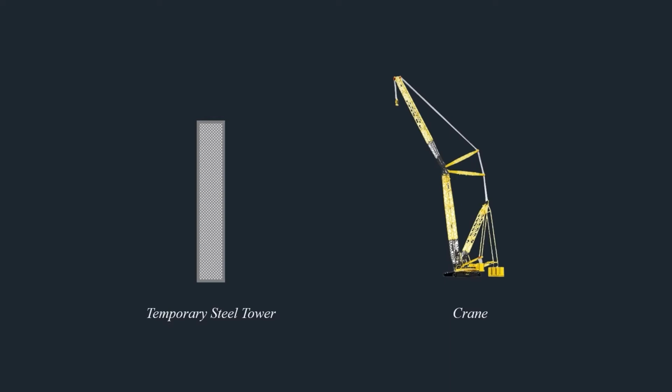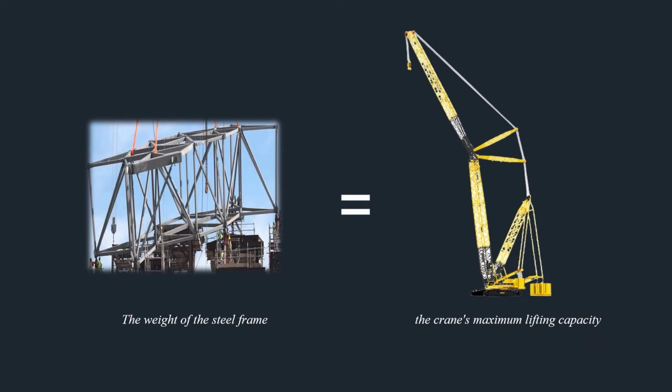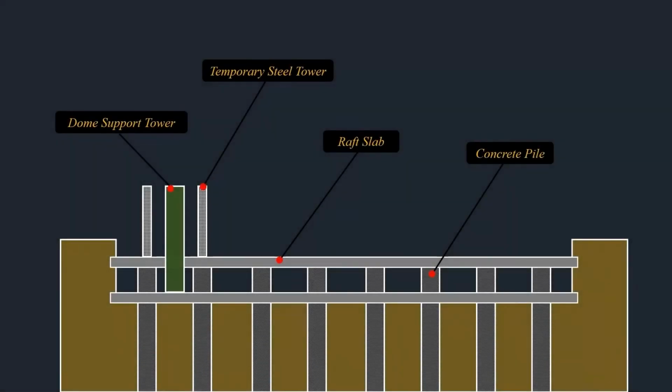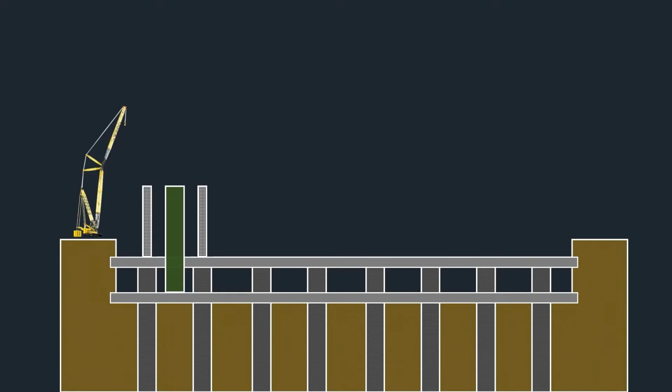For the dome construction using temporary tower support and a crane, they had to overcome a few issues. The weight of the steel frame was similar to the crane's maximum lifting capacity. Therefore, there was the risk that the crane would fall forward due to vibration while carrying the super large steel frame. There was also a possibility that the temporary support base would collapse under the weight of the crane if it was moved close to the place where it was transported.